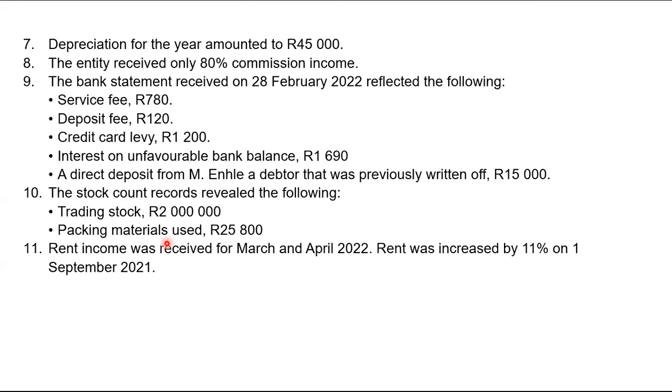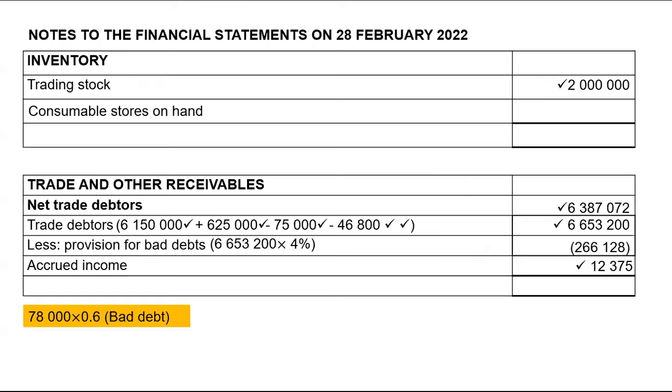They say packing materials. Oh, before I even go to the next one, that 2 million rand, I'm going to take it to the inventory and put it there. Oh, there it is. Put it there. Only the counted one will come to your inventory. And that's the counted one, which is 2 million rand.